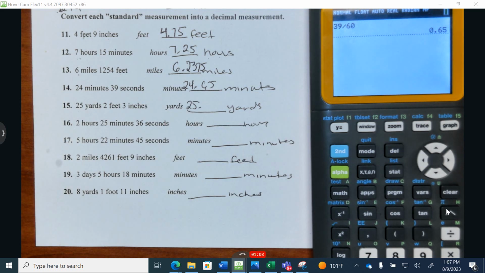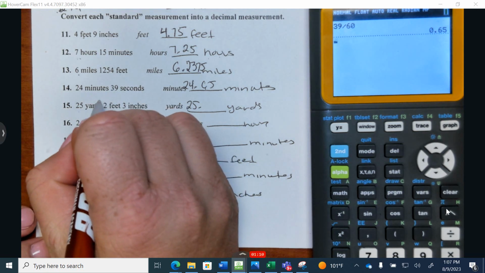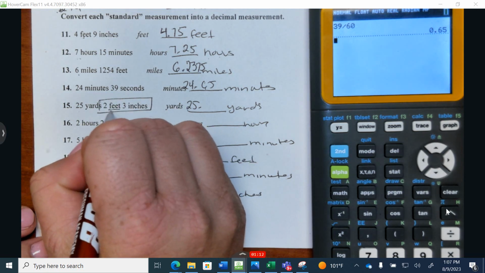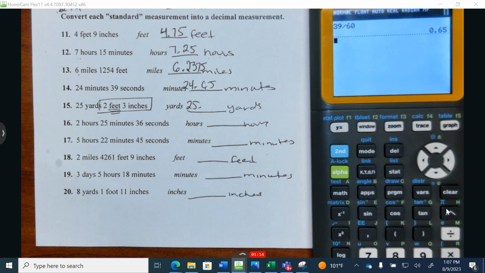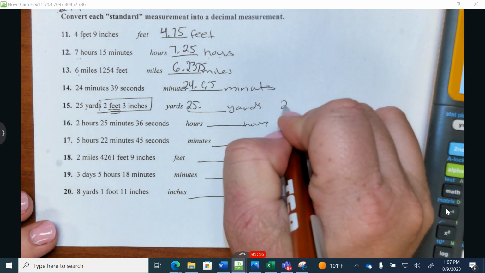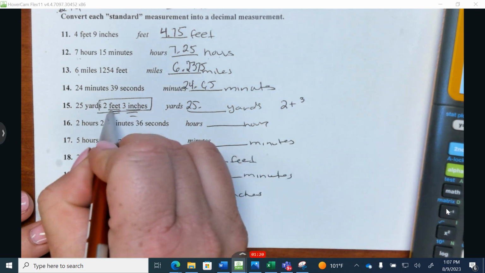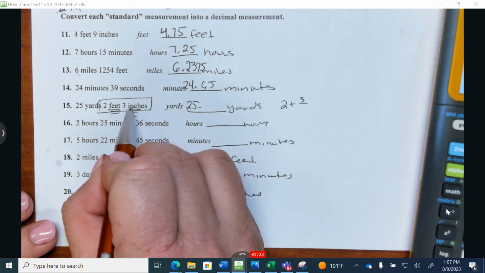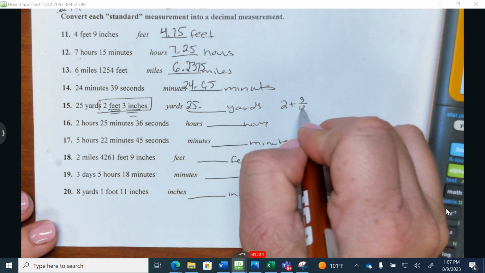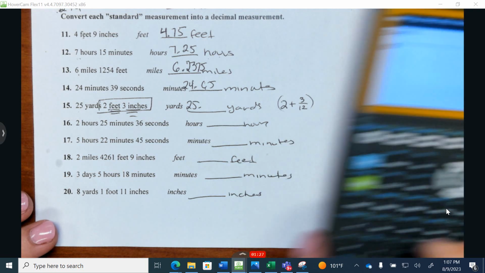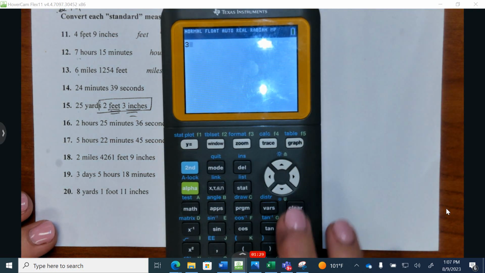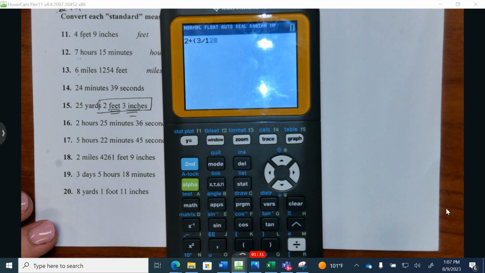This is where it gets a little bit complicated. I need to take this portion and rewrite it all in terms of feet. How do I do that? So we have 2 full feet, but then we have this additional amount. And when I write that in terms of feet, I know that there are 12 inches in 1 foot. So this represents the number of feet. So I can put in, 2 plus 3 divided by 12.